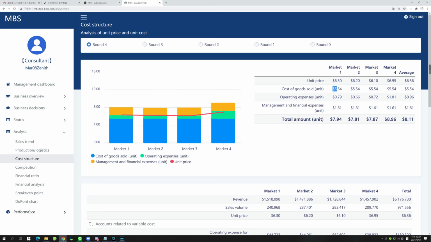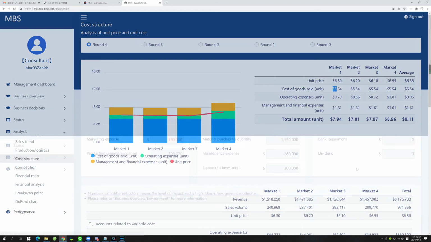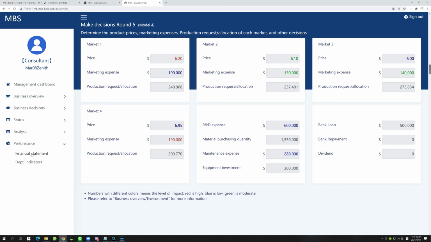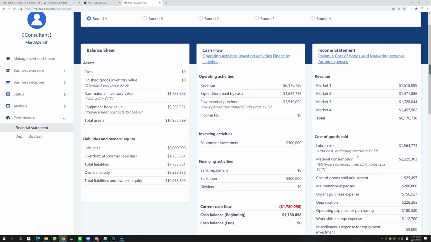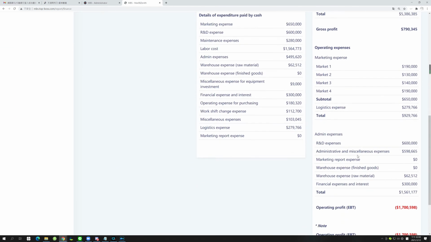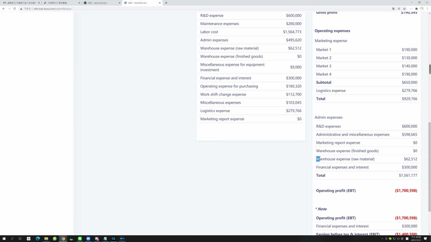And if you're running low on cash, you may have to borrow money from the bank. And you can see in the Make Decision page, there is a column for bank loan. So if you're running low on cash, you may want to borrow money from there. Also, when you purchase more raw material, you need to look at the management of the raw material. And in here, you can see the warehouse expenses for the storage of the raw material. In terms of which way is the best way to do it, you need to make some planning.